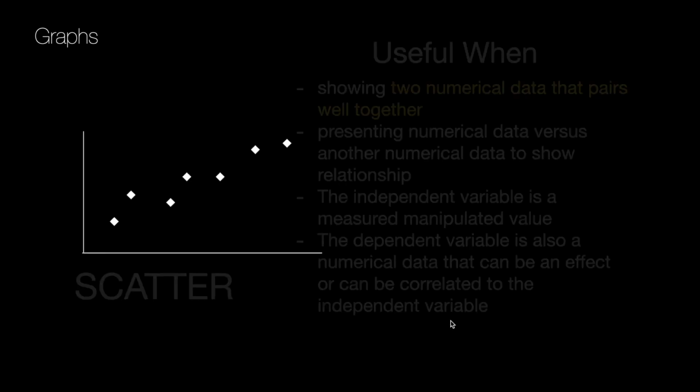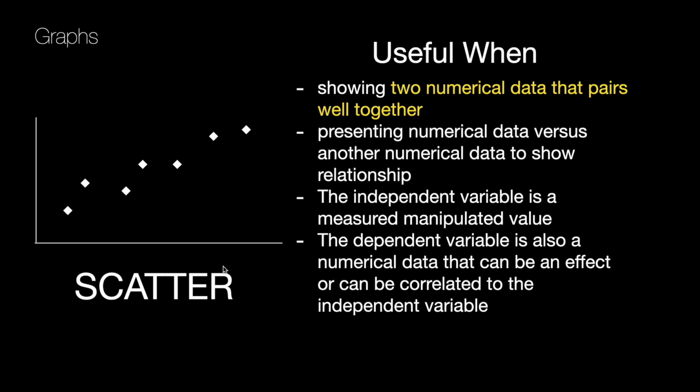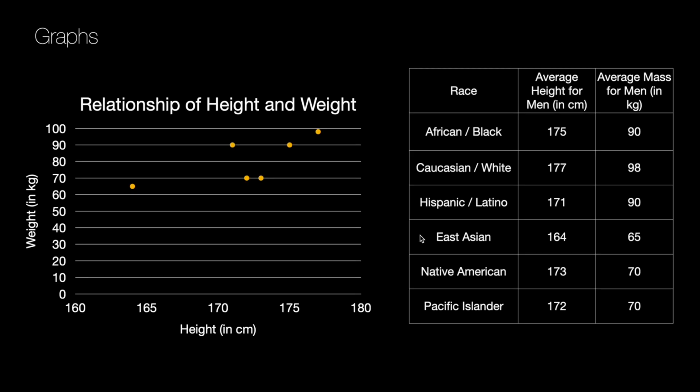The fourth one will be your scatter graph, and the scatter graph is very useful whenever we are showing not a nominal data, not time, but we have here quantity versus quantity. So two numerical data that is paired well together. What do you mean by paired well together? Going back to the data that I showed you a while ago, we have here different races, and this is your nominal data. And then they have two different numerical data. But those two numerical data, we are trying to show that there is a correlation or a relationship or a connection between them. Say, for example, for East Asian men, average height will be 164.